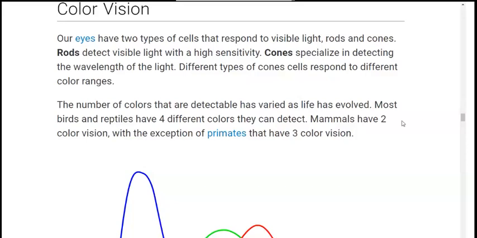Now come to the point. The number of colors that are detectable has varied as life has evolved. Most birds and reptiles can detect 4 different colors, not 7. So 4 different colors out of 7 are detectable for birds and reptiles. On the other hand, mammals have 2-color vision, with the exception of primates that have 3-color vision.